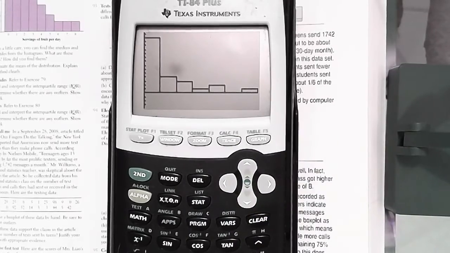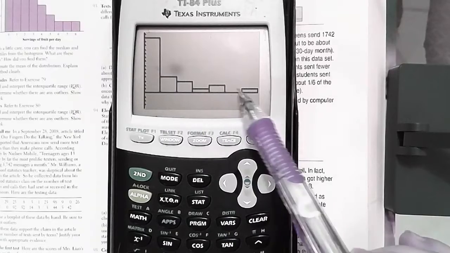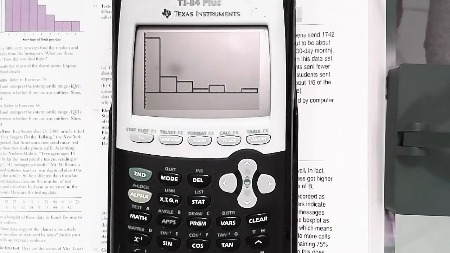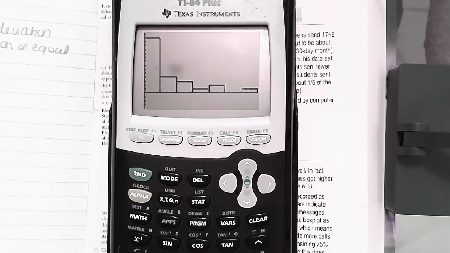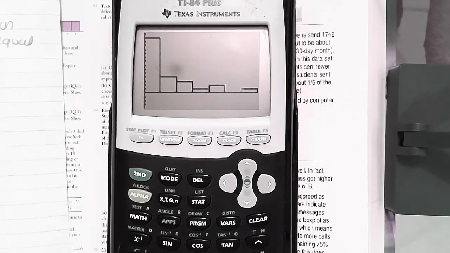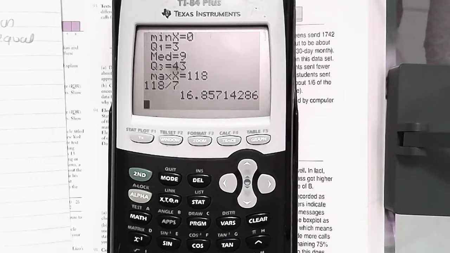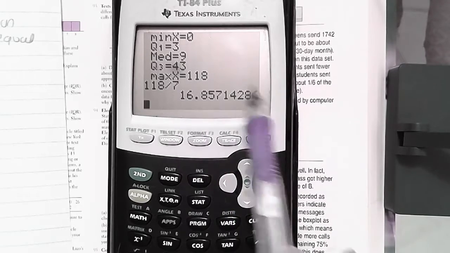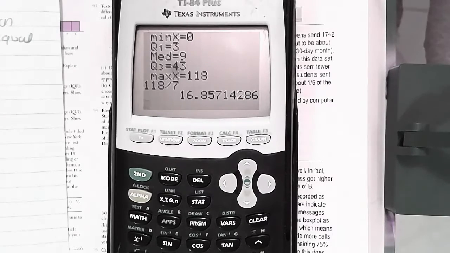Okay, so again, we still have 7 intervals. 1, 2, 3, 4, 5, 6, 7. So for our range of values, our max was 118 and our min is 0. To get your intervals, I'm going to do 118 minus 0, which is just 118, and divide that by 7. So each of your intervals is going to be approximately 17 units wide. Does that make sense? Hopefully that makes sense.